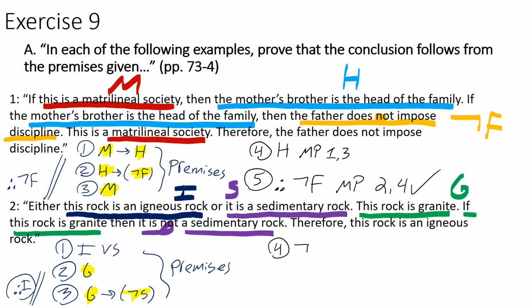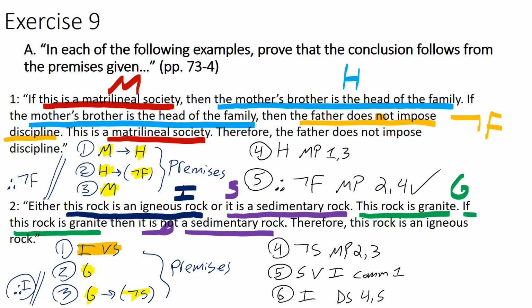So for line 4, we get not S by modus ponens with lines 2 and 3. Notice the disjunction, line 1, I or S. The Suppes and Hill textbook would allow us to get I with the disjunctive syllogism. Some textbooks would require us to do the commutative law first, so I'm going to do that for the heck of it. For line 5, I'll say S or I, commutative law, with line 1. And now we have S or I. We know S is not the case, so for 6, we can get I by our disjunctive syllogism with lines 4 and 5, also known as modus tollendo ponens.